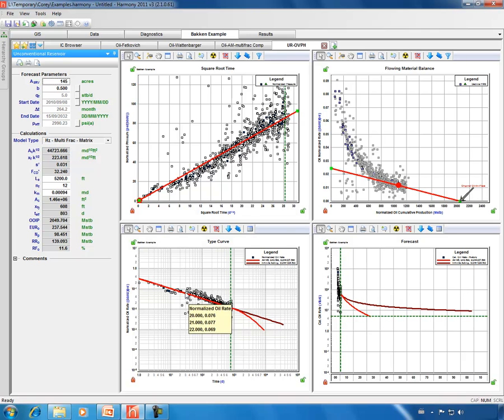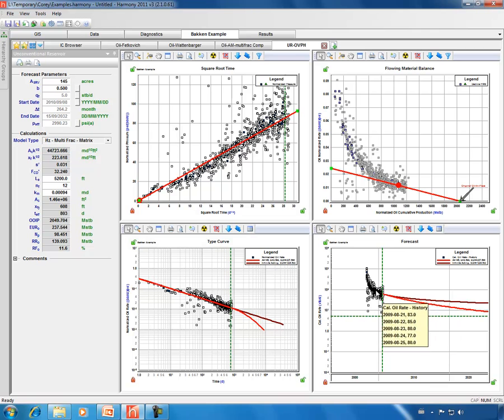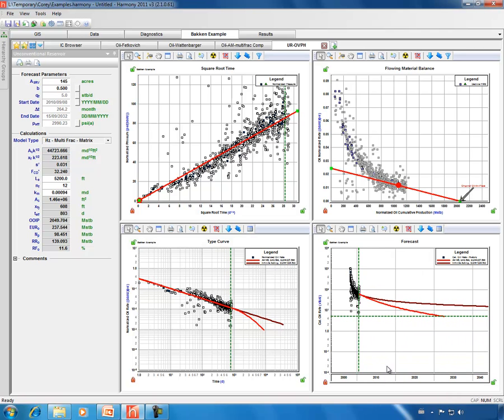On the type curve plot below, you can see we have a good match of the data there, and then we have our production forecast shown here. This would be a good P90 forecast in this case. The reason is we're going with the minimum size.